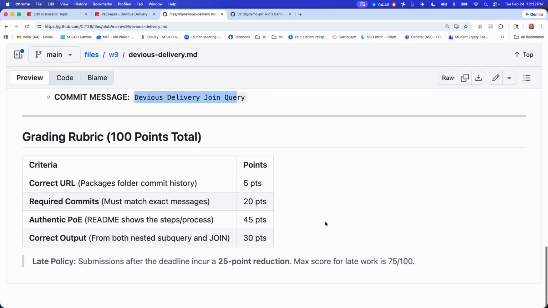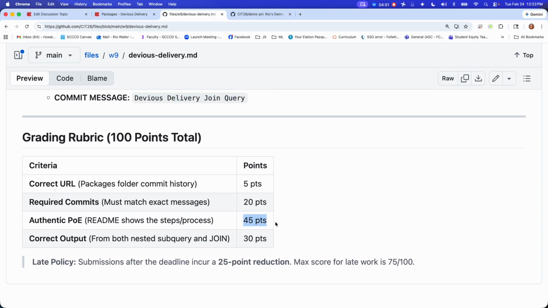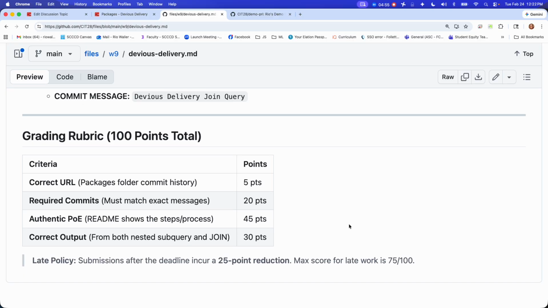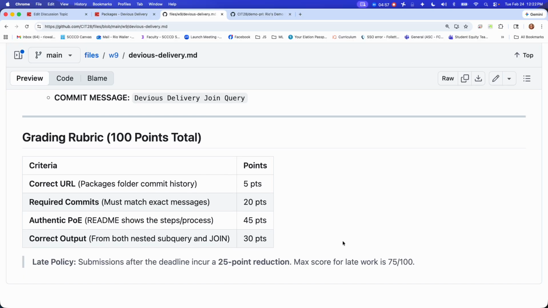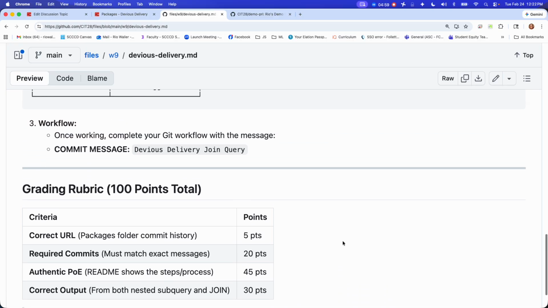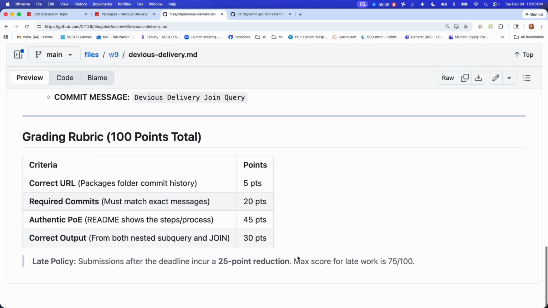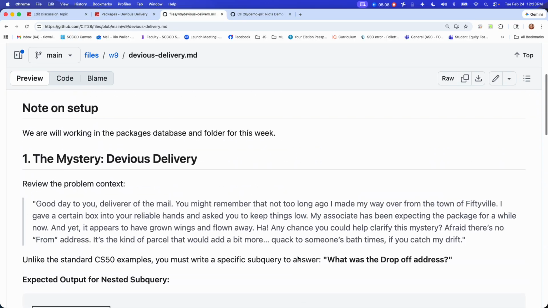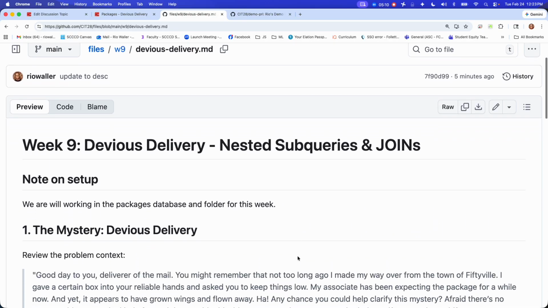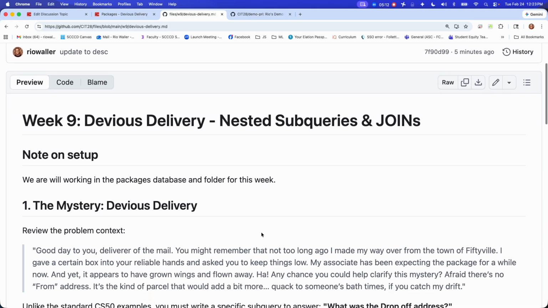And this is what I was talking about before: your README, your proof of effort, is 45 points for this. You do have to output the correct content here. And then your commits must match the messages above. Okay, hope this gives you an overview. This is where reaching out for help and starting early definitely helps. Submitting on the break, which I will now add to this file. All right, talk to you later.